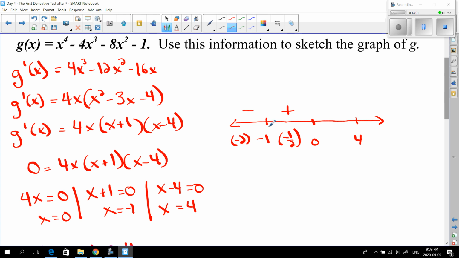What that means is the function is increasing from -1 to 0. Between the x values of -1 and 0, my function would be increasing, going up. The y values would be getting bigger.